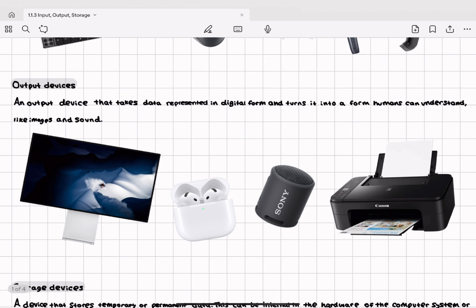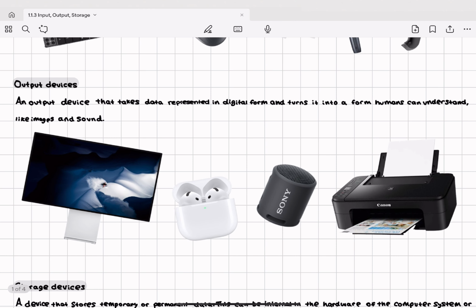Then we also have what an output device is. An output device is a device that takes data represented in a digital form from a computer system and makes it in a form which humans can actually understand. Examples are images and sound and vibration feedback and much more.